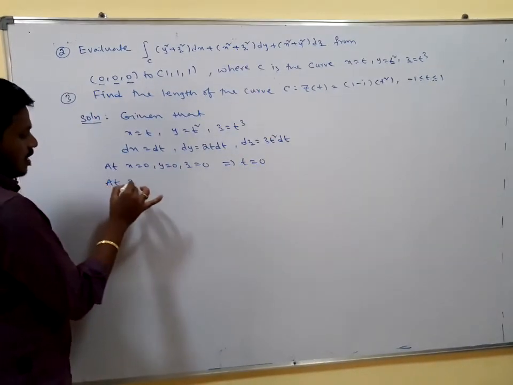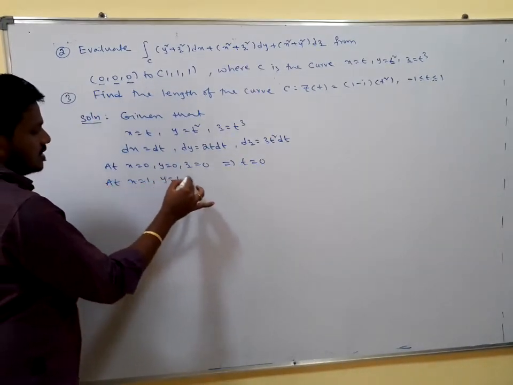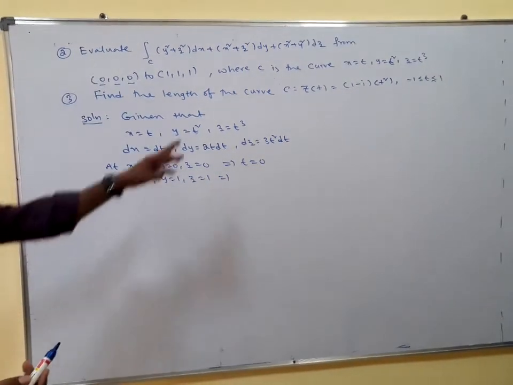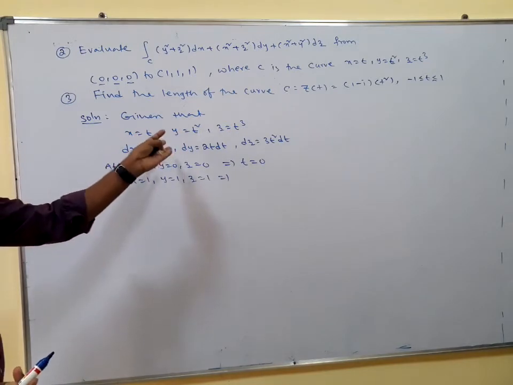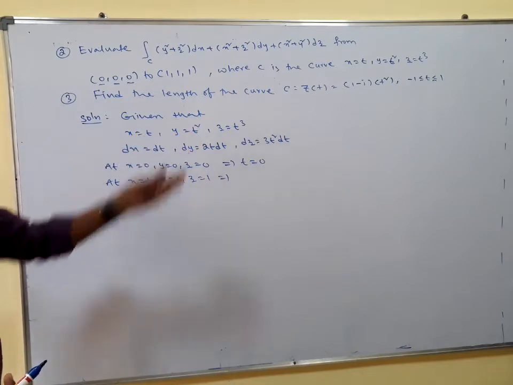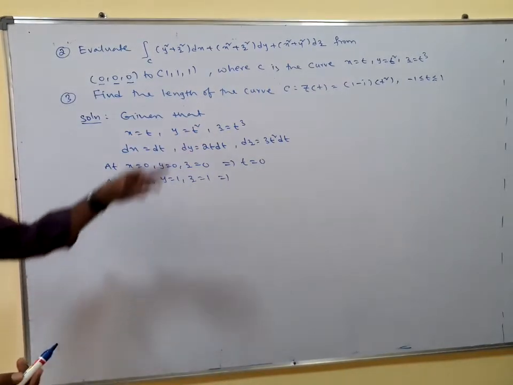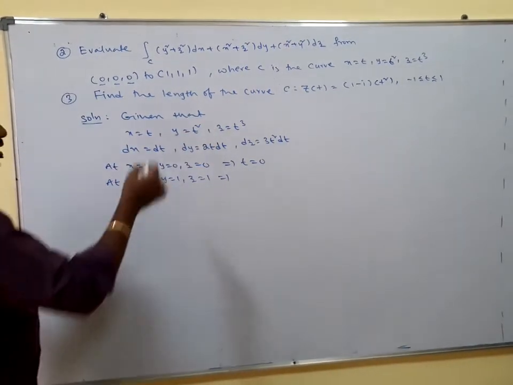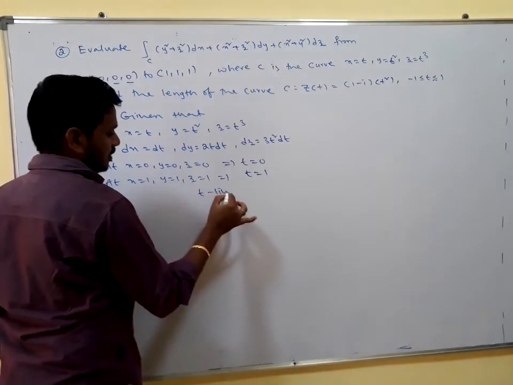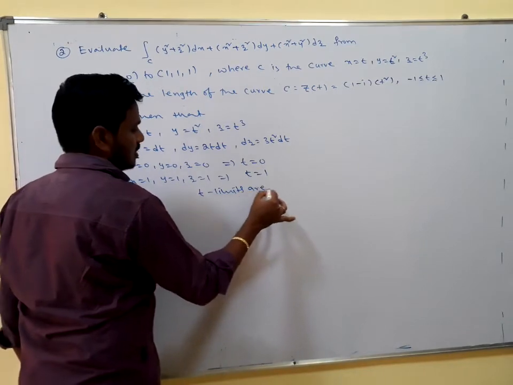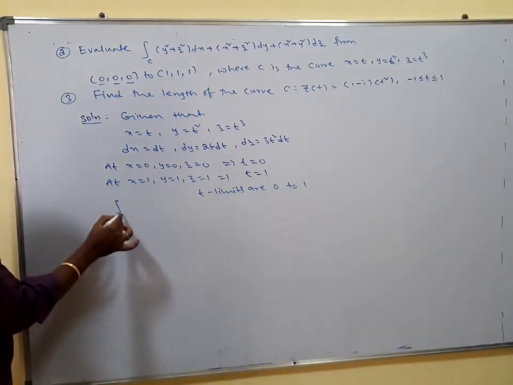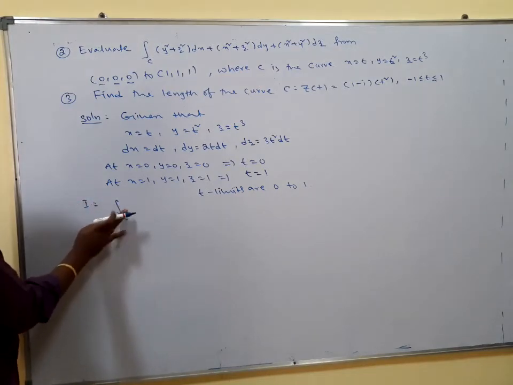At x equals 1, y equals 1, z equals 1, that implies t equals 1, t square equals 1, so t is plus or minus 1, and t cube equals 1, then t is clearly plus 1. So here t is equal to 1. Therefore the t limits are 0 to 1.